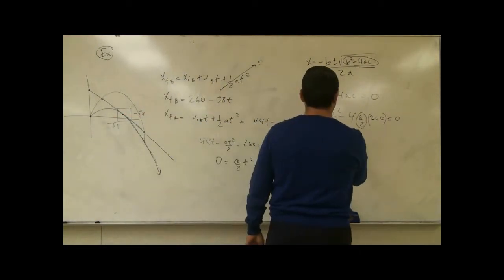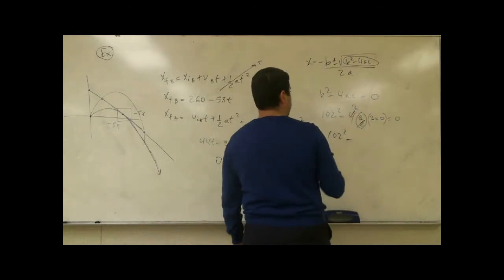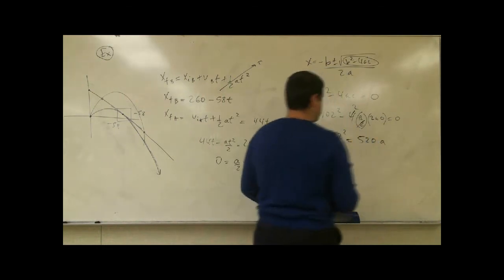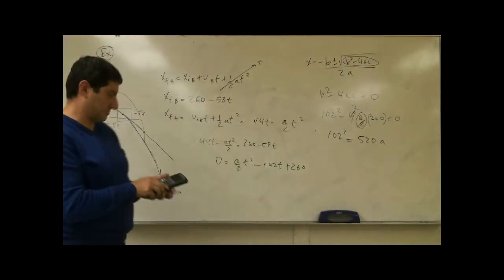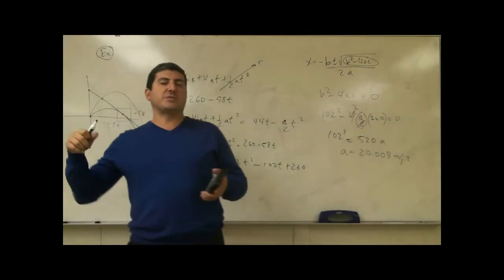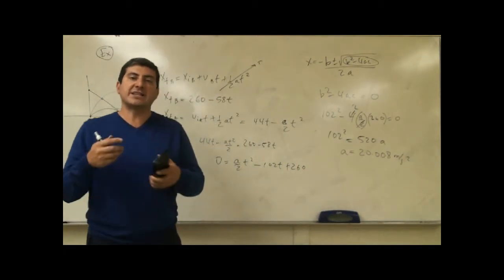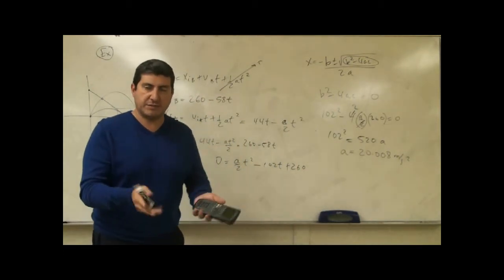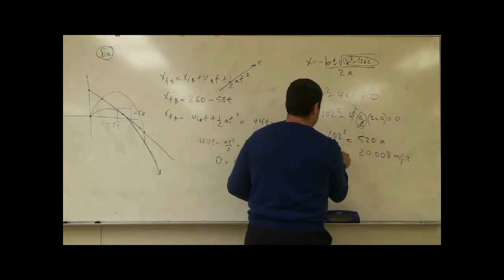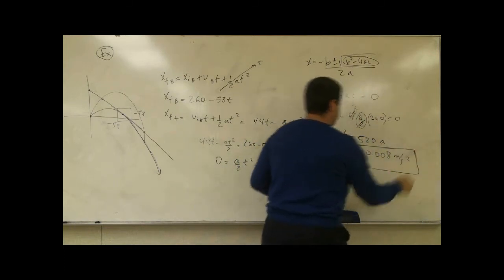So we have 102 squared is equal to, this goes into there twice, 520a. Okay, so let's calculate that per second squared. But remember, we knew that the acceleration has to be negative, and we already put in the negative. So our answer should be negative 20. That means they're going to decelerate, right? So our final answer is a equals negative 20 meters per second squared.